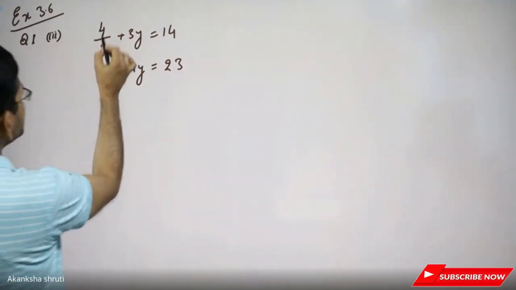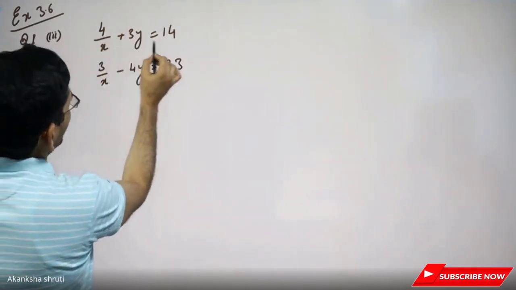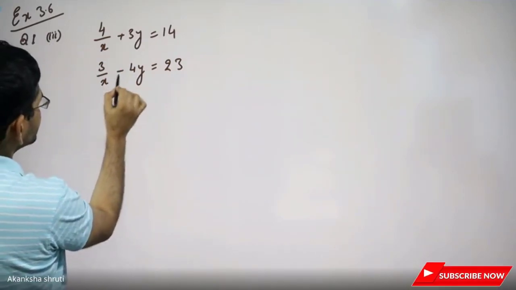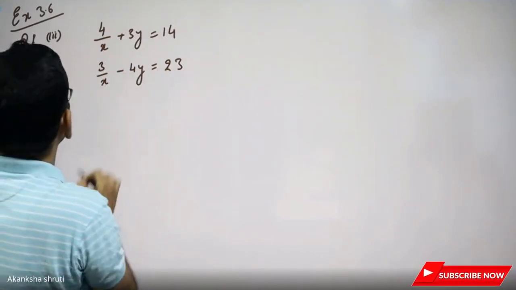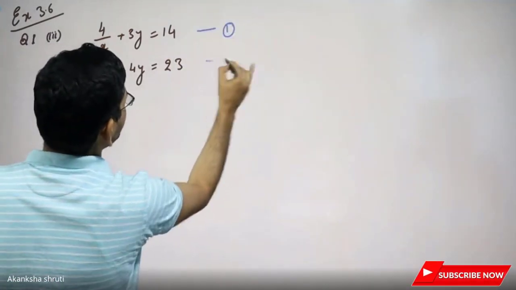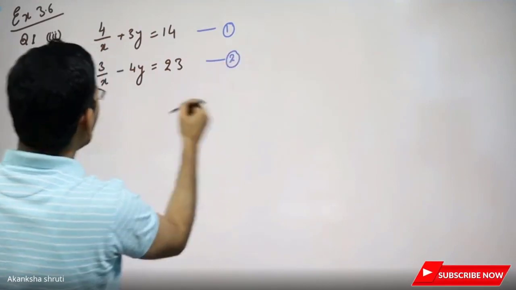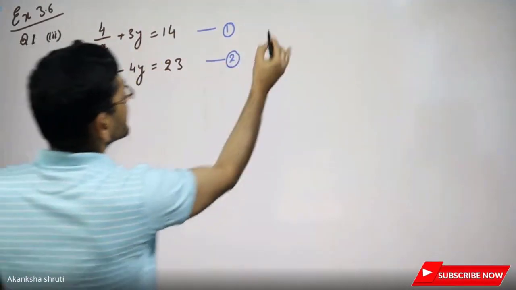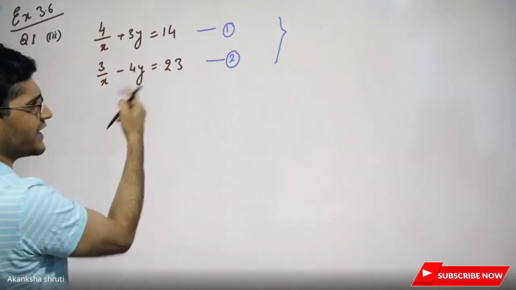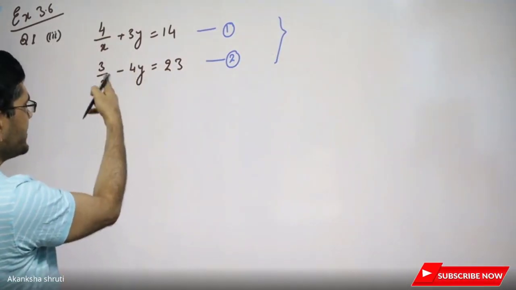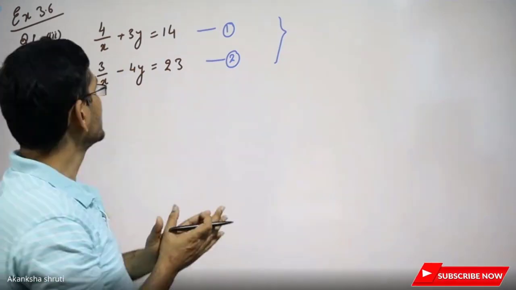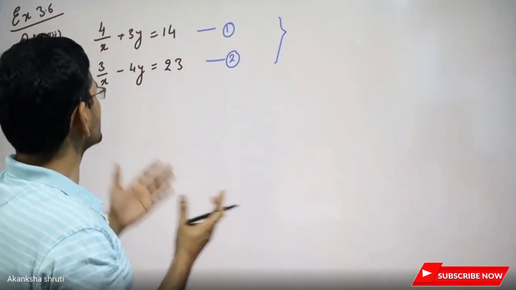The question is 4/x + 3y = 14 and 3/x - 4y = 23. Here two equations are given. This is equation 1, this is equation 2. But this pair is not a pair of linear equations in x and y. Though y is linear, x is not linear. Therefore, we shall apply the substitution method.